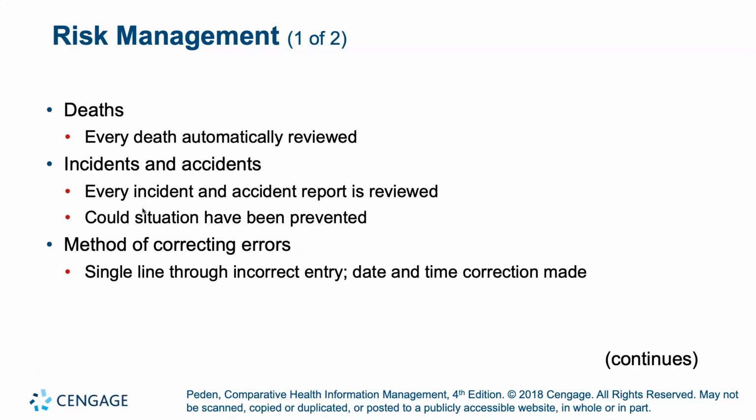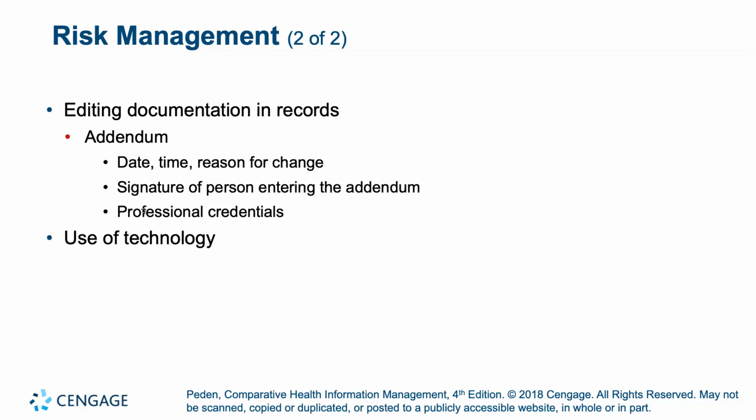As we all know, the correct way to correct an error in a medical record, if it's paper, is a single line through the incorrect entry to write the correct information and the date, time, and authentication by the person who is making the correction. And then you've got the editing documentation and records, the addendum, and adding the addendum, making sure it's identifying who did that, why did they do that, and then use of technology.